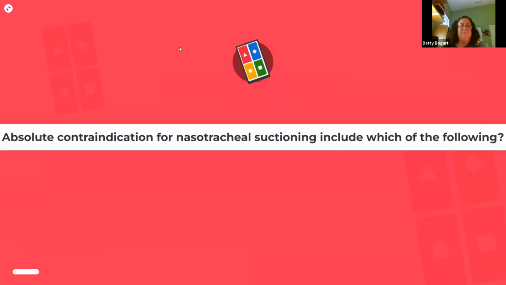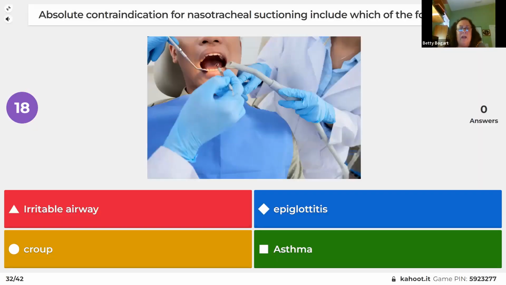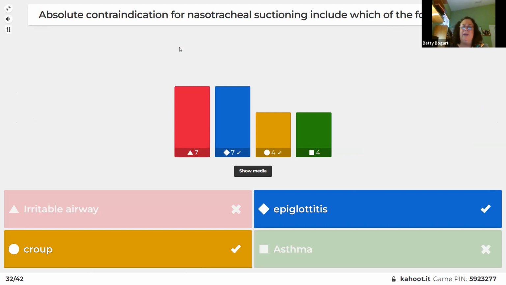A multi-select. Absolute contraindications for nasal tracheal suctioning include which of the following? As in, you're not going to put anything in that mouth. And when you talk about that, you talk about those conditions which are already an inflammation of the airway, and that's epiglottitis and croup. Asthma, it doesn't bother it. An irritable airway, no, the irritable airway conditions are croup, epiglottitis.